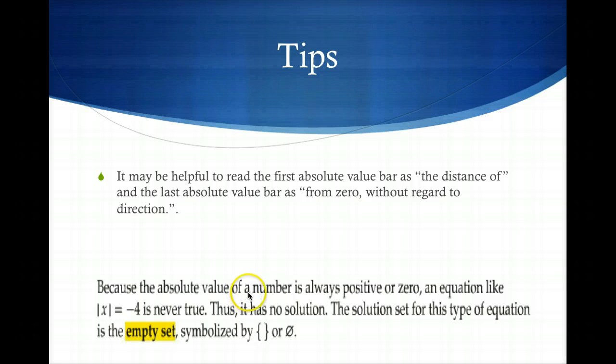Now, because the absolute value of a number is always positive or 0, an equation like the absolute value of x is equal to negative 4 is never true, because your answer is never negative. Thus, it has no solution. So the solution set for this type of equation is known as the empty set, which you can symbolize by just braces with nothing between, or the null sign.